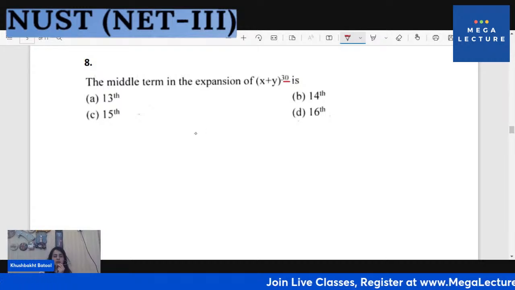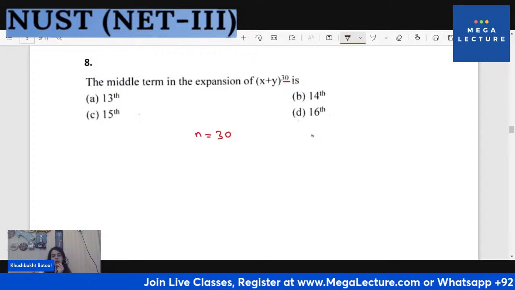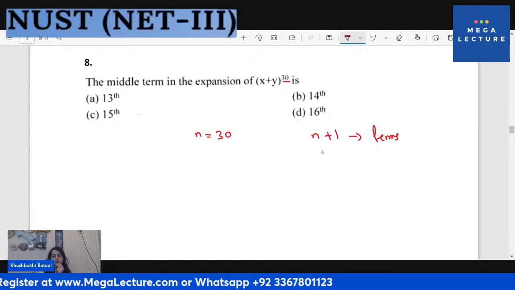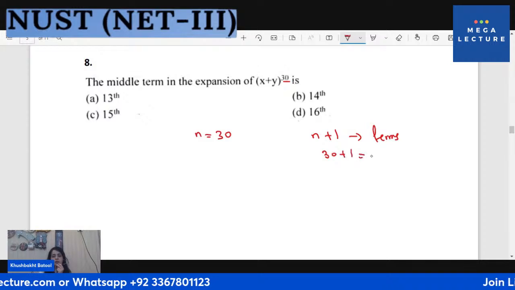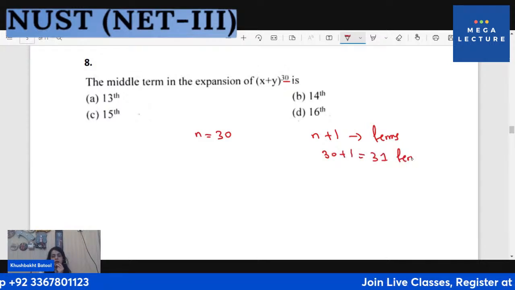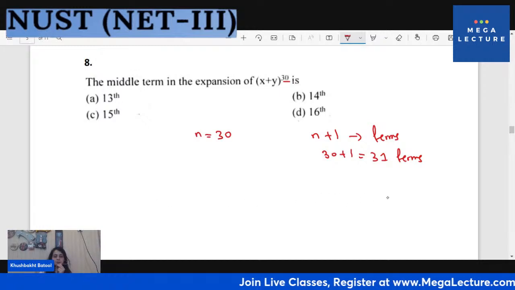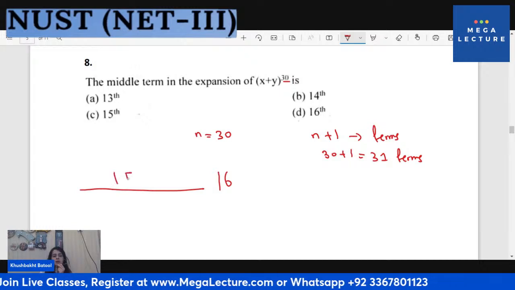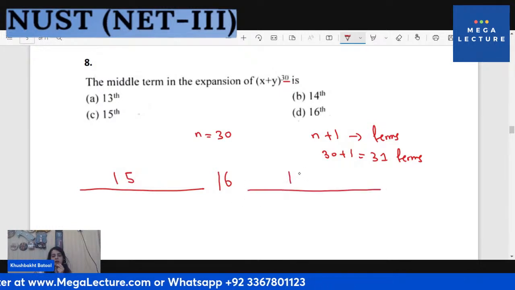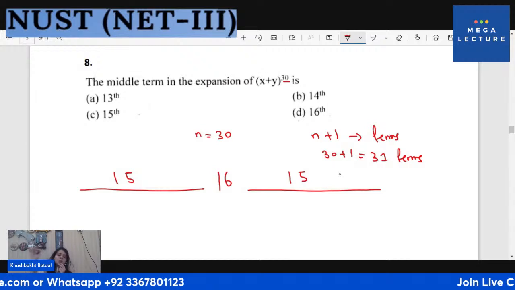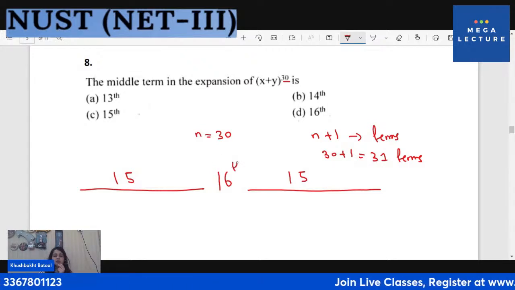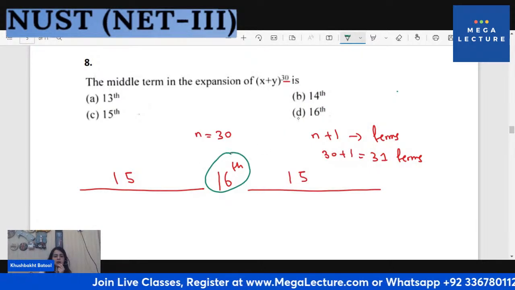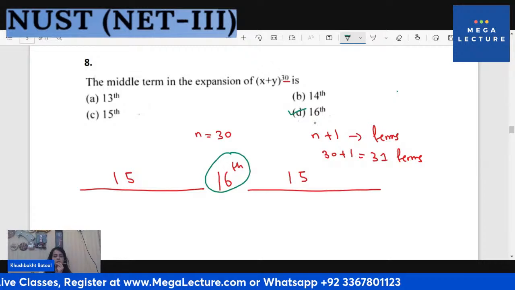Now we know that if n is equal to 30 and we have n plus 1 terms, it means we would be having 30 plus 1 equals 31 terms. Imagine you have 31 terms. So the 16th term would be having 15 terms before it and 15 terms after it, and this sum would basically give you 31. So the 16th is basically going to be the middle term. That is why the answer is going to be D in this case. It would be the 16th term.